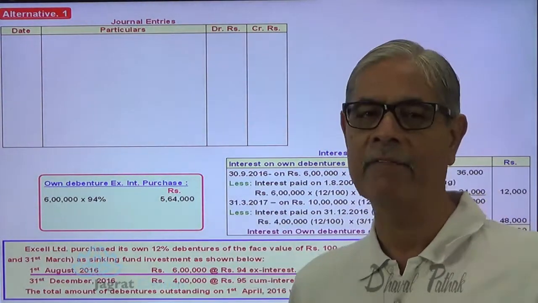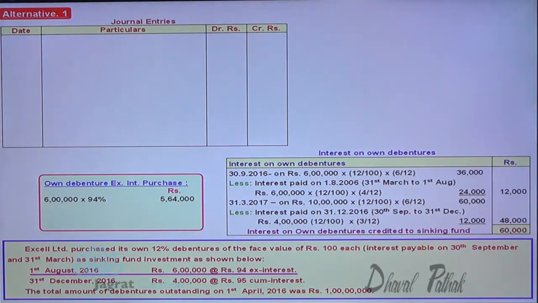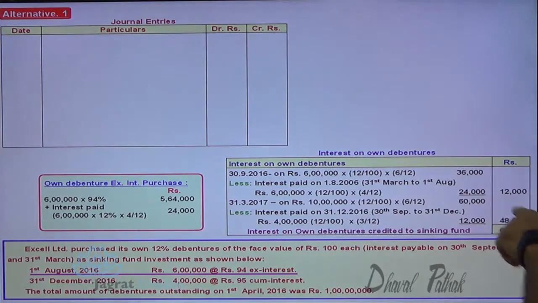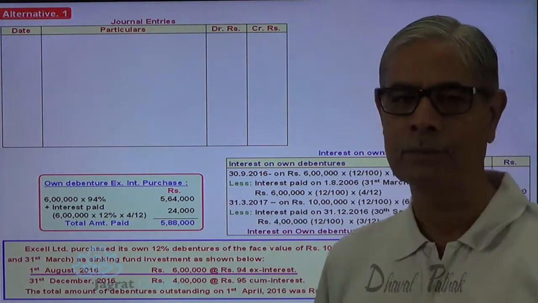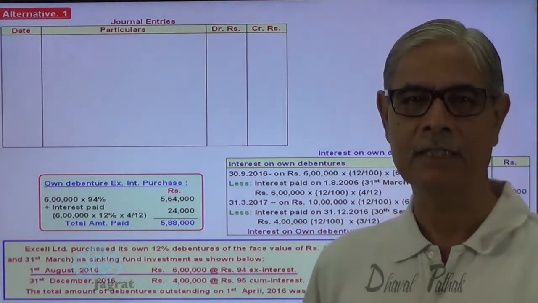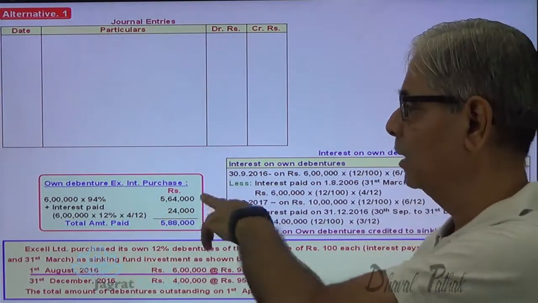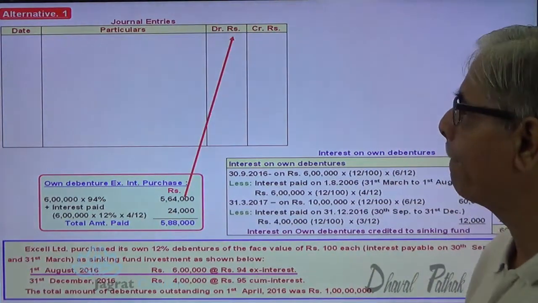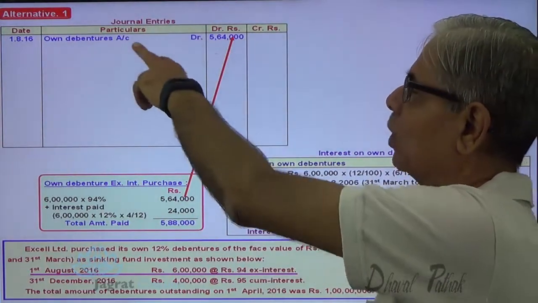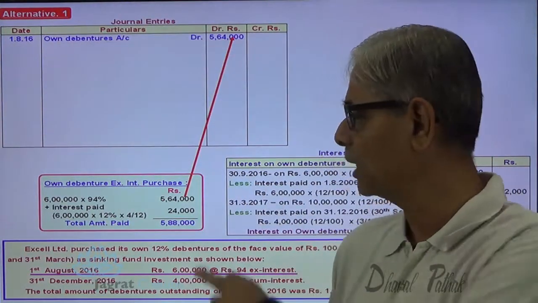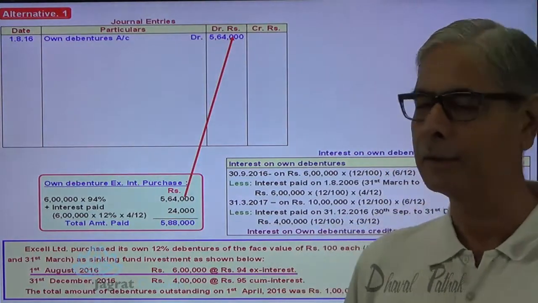When you purchase, you are required to pay interest. For which period? From the last date of interest till the date of transaction, that we have already worked out, 24,000. So total amount paid at the time of purchase is 5,88,000. What is the journal entry for this? So journal entry, own debenture investment account or own debenture account debit 5,64,000. Ex-interest price is to be debited.